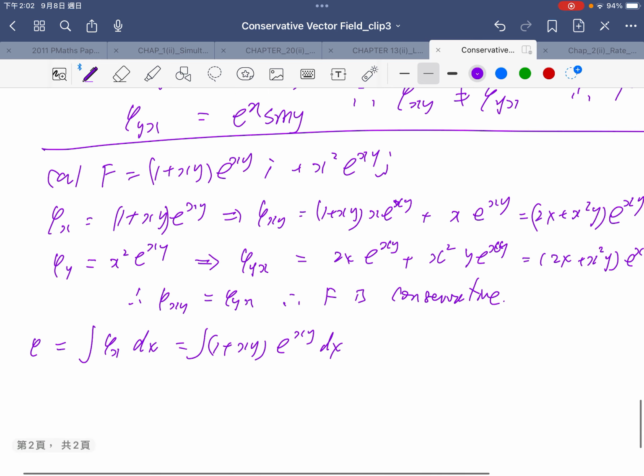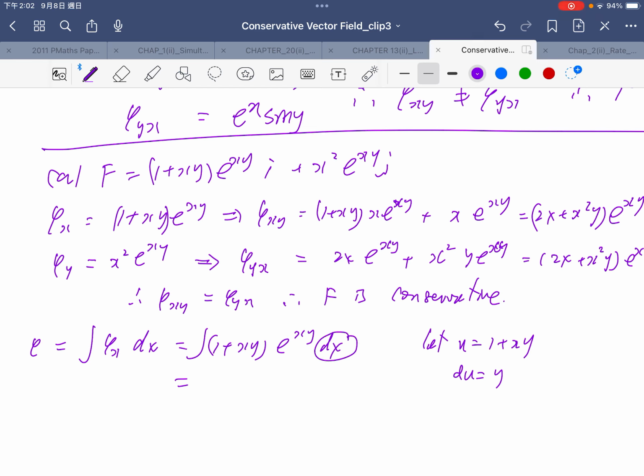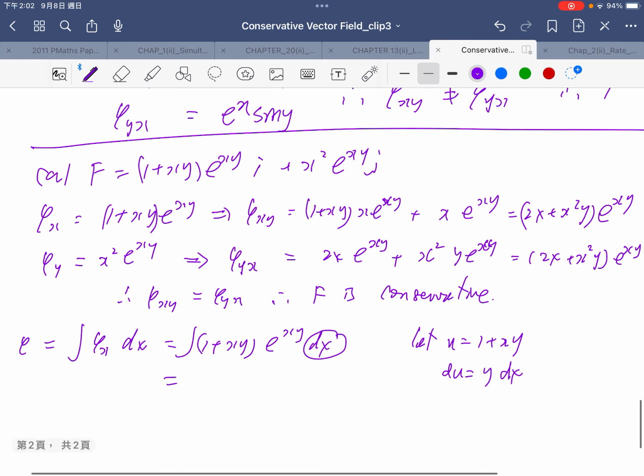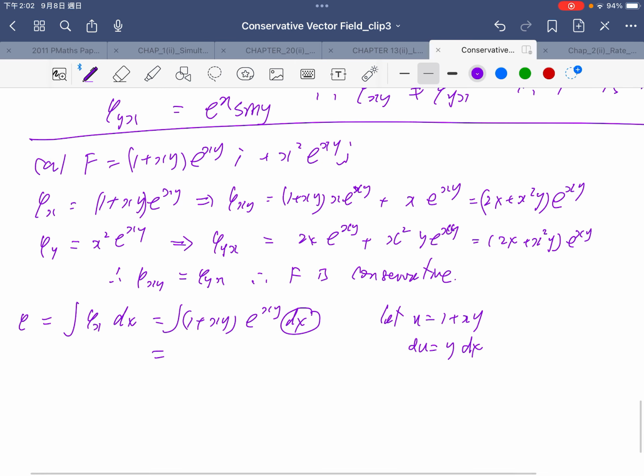And here I use integration by parts. Let u be 1 plus xy, and du equals y dx, because here we are differentiating with respect to x. And dv equals e to the power xy dx.